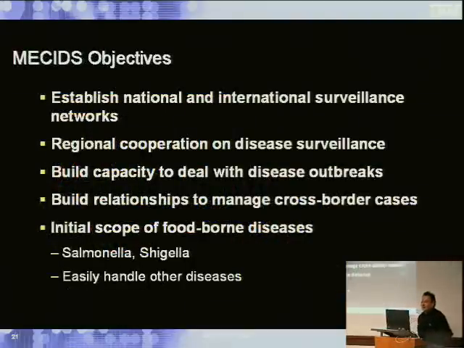MECIDS was established to support national and international surveillance and to provide regional cooperation. They wanted to have a capacity to deal with disease outbreaks. They've recently expanded this from Salmonella and Shigella to avian influenza. And they also want the relationships to manage cross-border cases. So when somebody gets sick in Gaza and needs to go to a hospital in Israel, there are people on both sides that make that happen.